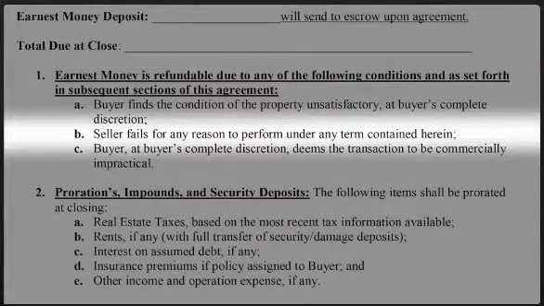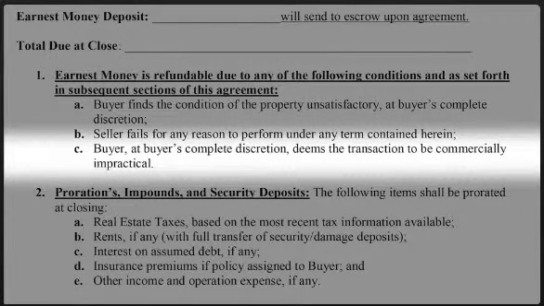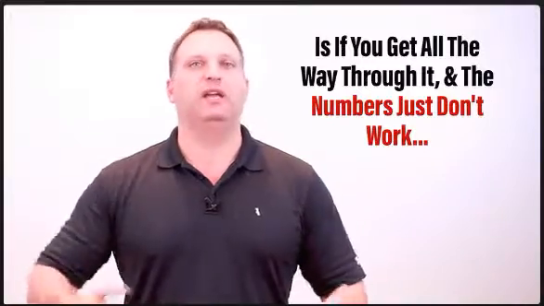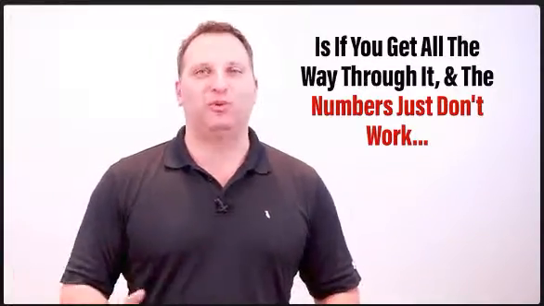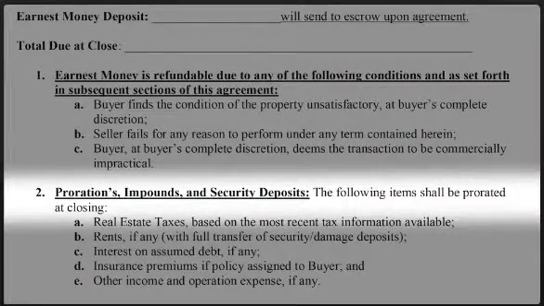B, if seller fails for any reason to perform under any of the terms contained herein. And then C, buyer, at buyer's complete discretion, deems the transaction to be commercially impractical. What that means is if you get all the way through it and the numbers just don't work, you back out, you get your money back. You can tell I had my attorney build this contract to protect me on all my purchases. What I'm getting at is don't be afraid to put something under contract. This contract will protect you.